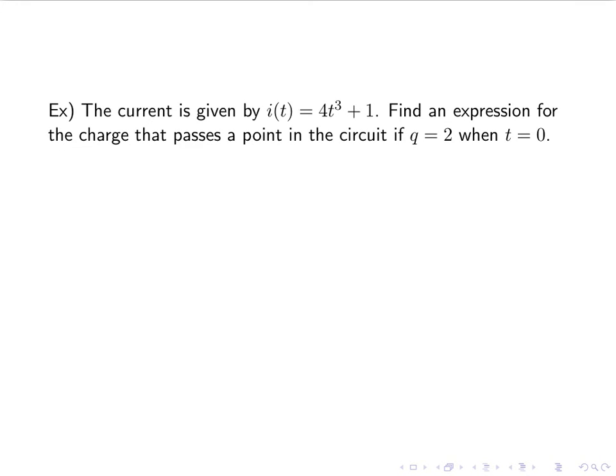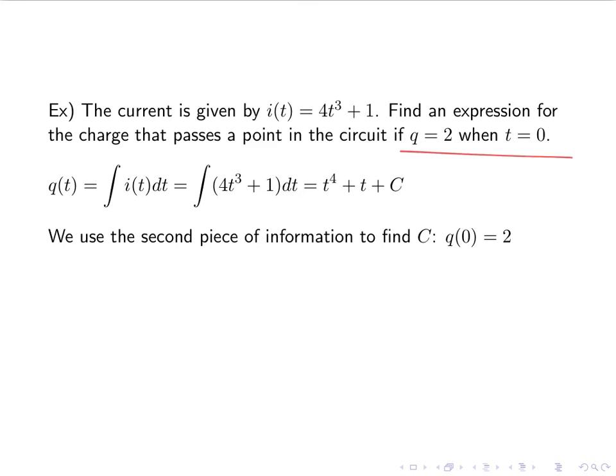So the current is given by I of t equals 4t cubed plus 1. Find an expression for the charge that passes a point in the circuit if q equals 2 when t equals 0. So again, q of t is the integral of I of t dt. I'm going to plug in my I of t, and then we integrate. It's just the power rule. So 4t cubed becomes t to the fourth, and 1 dt becomes t, plus our constant of integration.